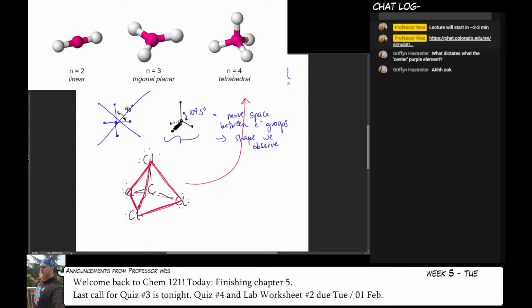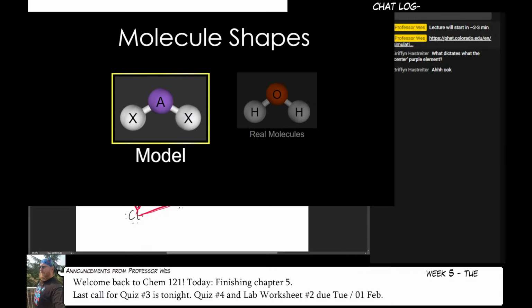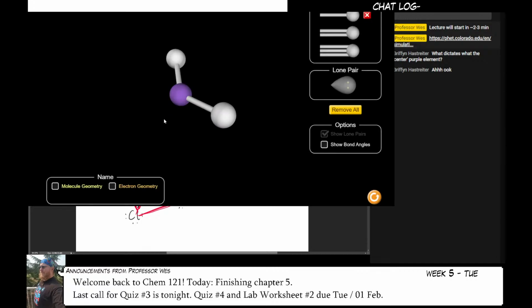Now, if my drawing isn't convincing enough, and I can't really criticize you for that because I am definitely an amateur artist on the best of days, what we do have here is a website that models these shapes for us.